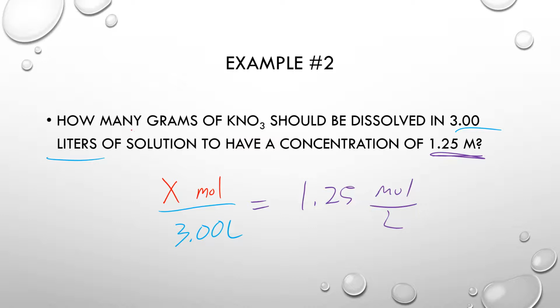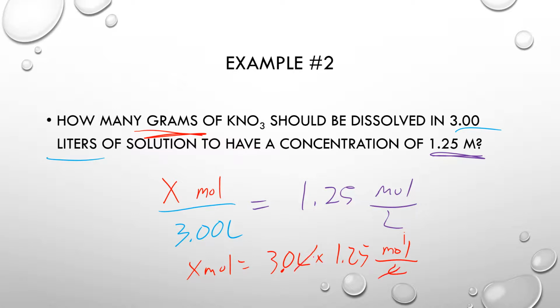And then I'm going to convert that to grams. So if X is here and you have 3 there, hopefully it makes sense that you're going to multiply the 3 times the 1.25. So the X moles is equal to the 3 liters times the 1.25 moles per liter.